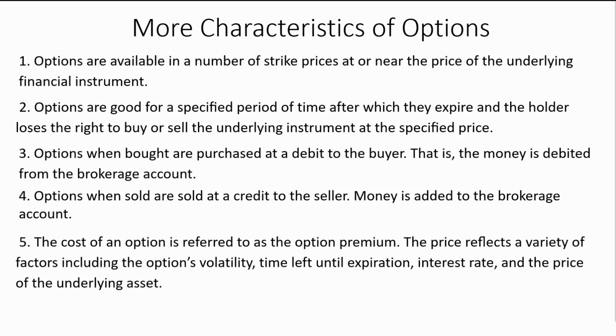Now, the cost of an option is referred to as the option premium. And if you think about the insurance business, they call it insurance premiums that we pay for our insurance coverage. It's exactly the same. An insurance premium covers a specific risk for a specific period of time at a certain price. In the options world, the price is reflective of the volatility, which is a key component, how much time's left until expiration, the current interest rates, and of course the price of the underlying asset.